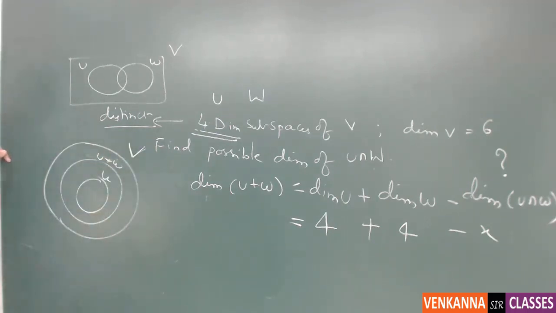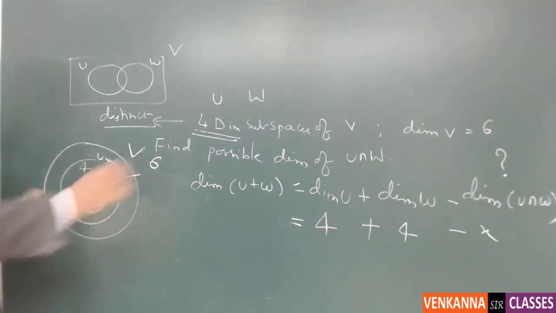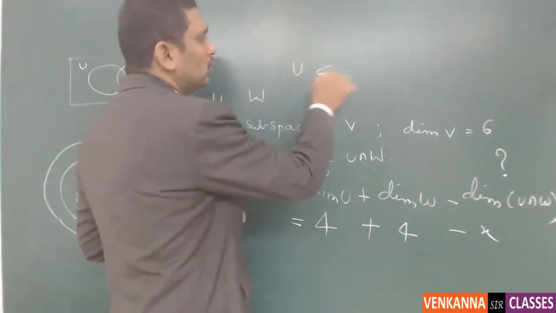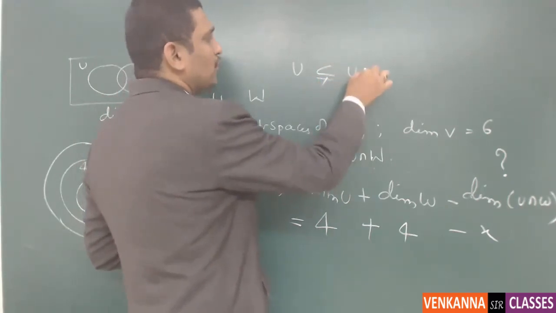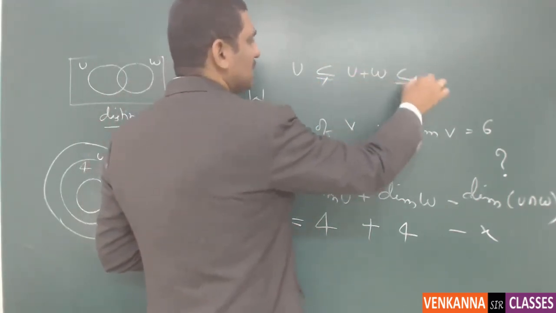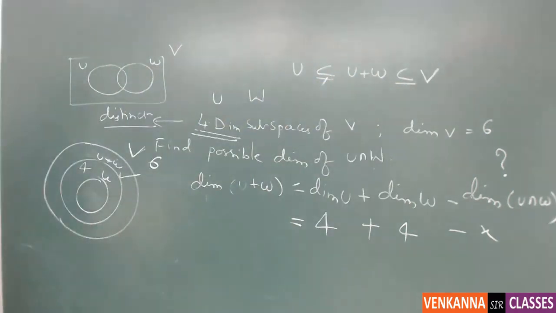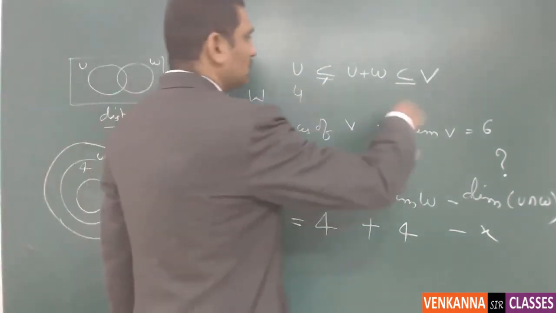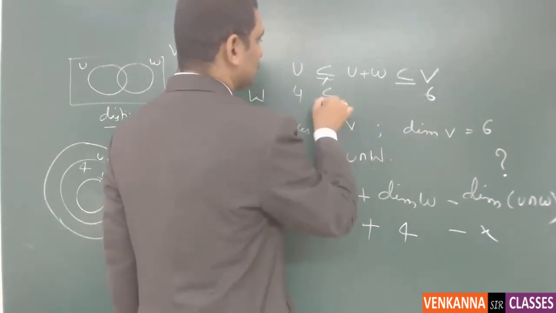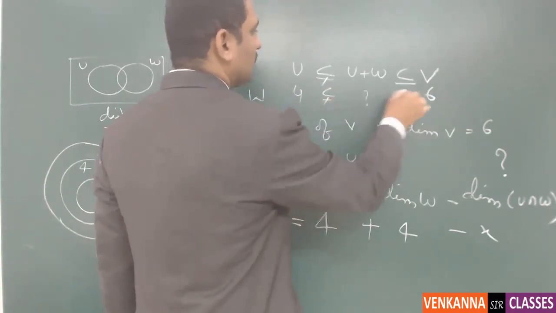So this is 4, this is 6, and what you can say about U plus W? So this is the pattern that if you have written the hierarchy, U proper subset of U plus W and it is a subset of V. This is the exact hierarchy you will take. So if this is 4, this is 6, and what about this one?